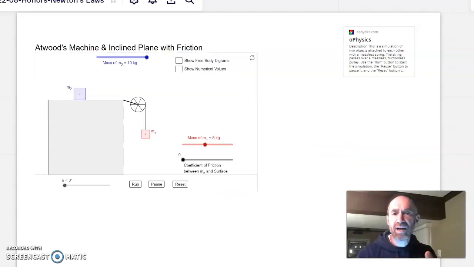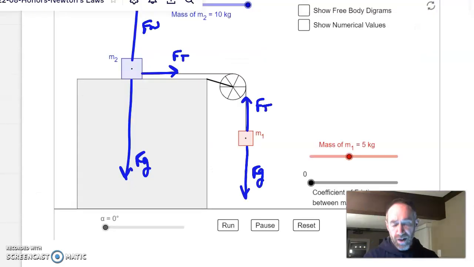So just like last time, first step is to draw a free body diagram for both objects. I want you to pause the video and draw a free body diagram for both. Okay, look at what I did. On the hanging mass, mass 1, I put a tension and a force of gravity. I already saw it accelerate. I know it accelerates down, so the force down has to be bigger.